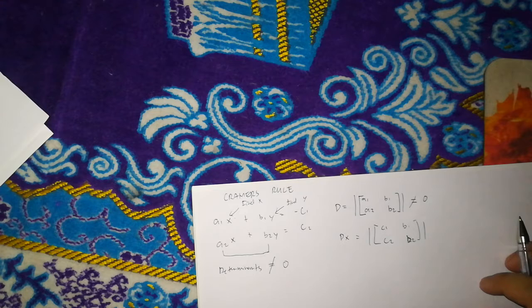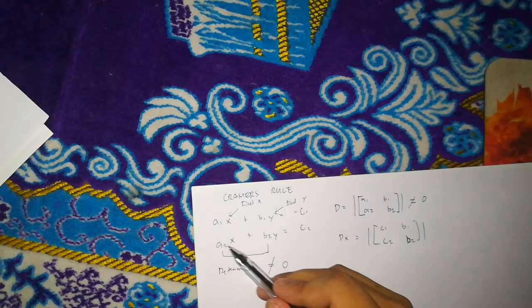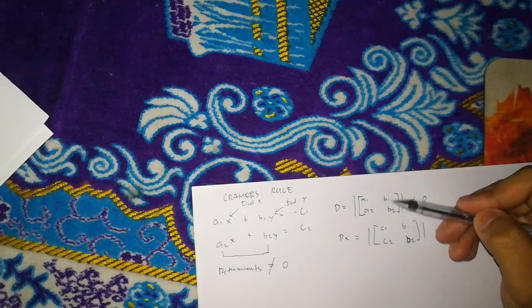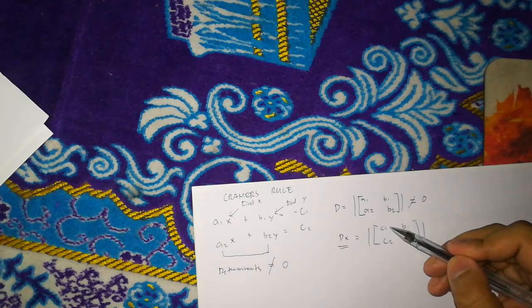Kapag hinahanap natin si x, hindi natin siya ilalagay. Kung nasaan man dito ang x, ay hindi natin ilalagay. Ang x dito ay a1 and a2. So, wala dito, tatanggalin natin siya, ipapalit natin siya sa c. And ganun pa rin yung b. Hindi pa rin mare-replace ang b. Kaya dito siya. And x, dahil hinahanap natin ang x, i-replace natin yung c dito.